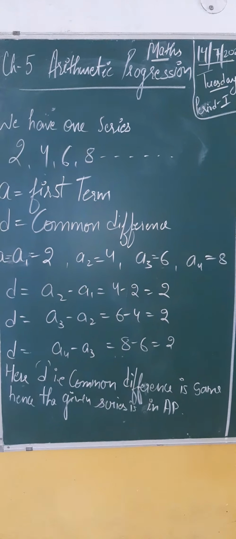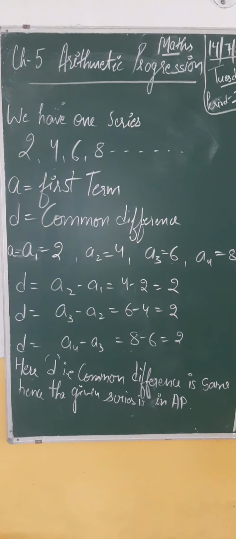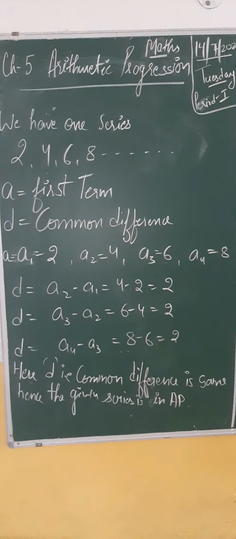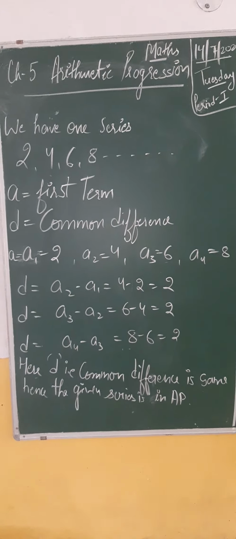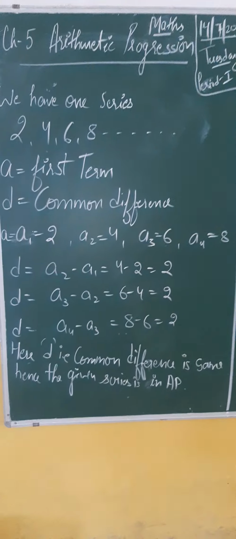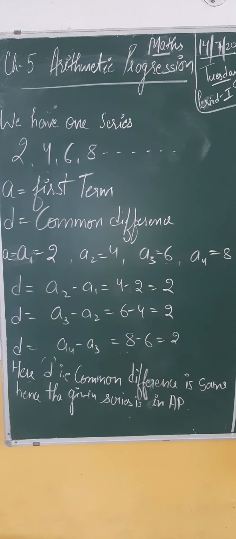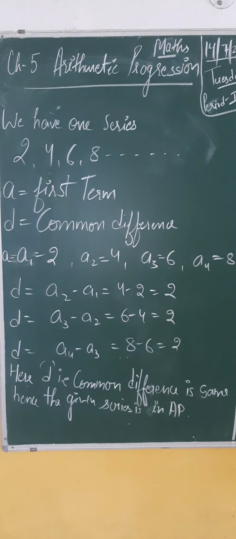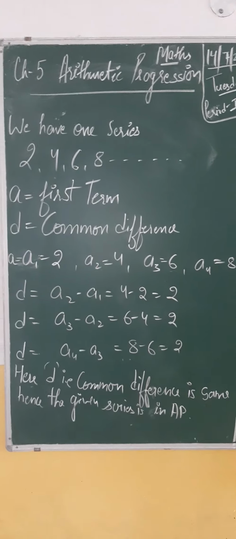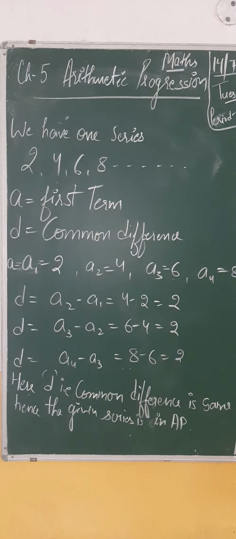Hence, the series given to us is in the form of an AP. Any series is in the form of an AP if its common difference is the same. Please remember my words, keep my words with you. If any series has the same common difference, then only it can be said to be a series in arithmetic progression. Got it? D needs to be the same.